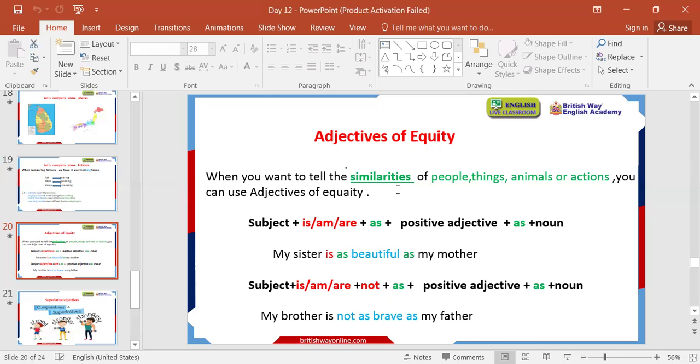So we use as, positive adjective, as, right? My sister is as beautiful as my mother. That means not more than mother, but just as beautiful as mother. Or not as means negative form. My brother is not as brave as my father. Okay. How do you say as tall as a coconut tree?